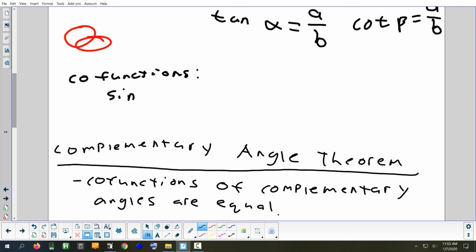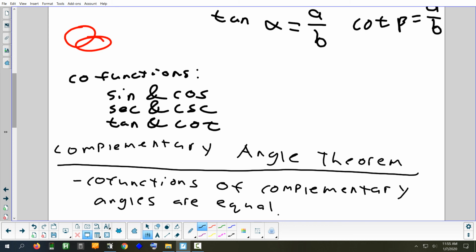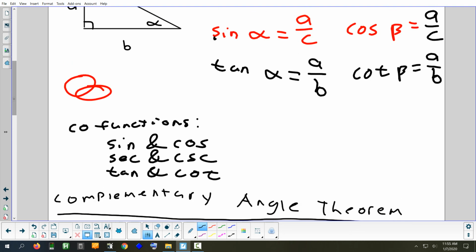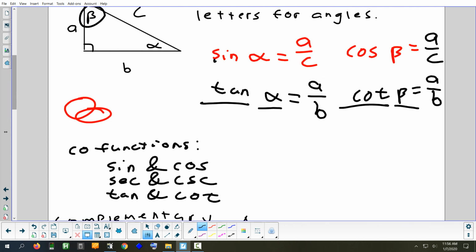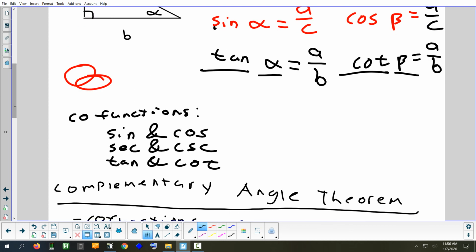Cofunctions. Sine, put the word co in front of it. Cosine. Another pair, secant, put the word co in front of it. Cosecant. The third pair, tangent, put the word co in front of it. Cotangent. Those are the three pairs of cofunctions. They're not paired the same way we do reciprocals when we flip, except the last ones. But the other ones are different. Sine, cosine. Secant, cosecant. Tangent, cotangent. So, point is, if you have cofunctions, like tangent and cotangent, and you have angles that are complementary, alpha, beta, then they come out equal. That's what I tried to show you in a couple different examples. You get the same answer.